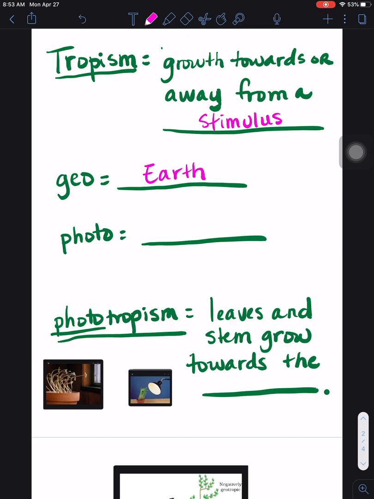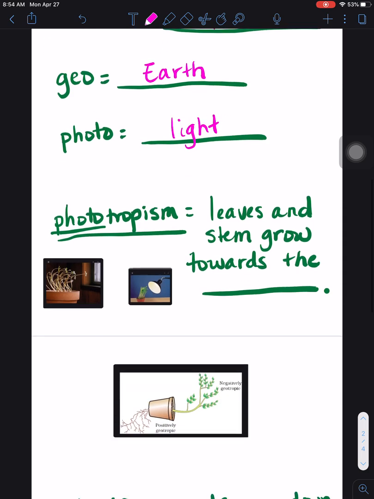Photo. Do you know what photo means? You have photographer, you have photograph. Usually in the classroom, what I hear when I ask that is people will say picture. It doesn't mean picture. Maybe you've seen very old first use of cameras. They had this big cape around the contraption, and they had to use a big light. So photo actually means light because you need light to take a picture. So there's geotropism and phototropism. All right, so let's move on to phototropism.